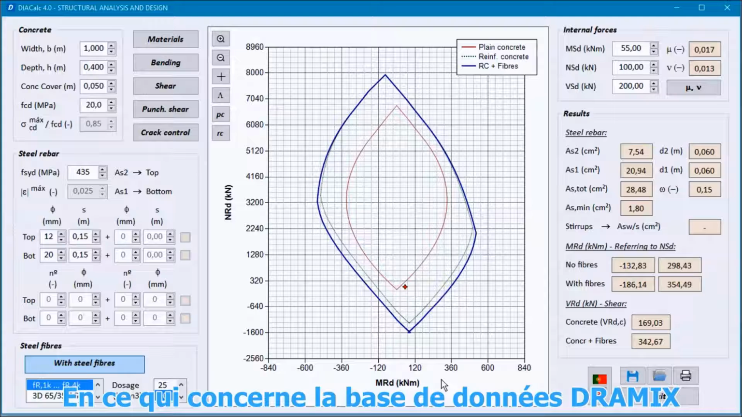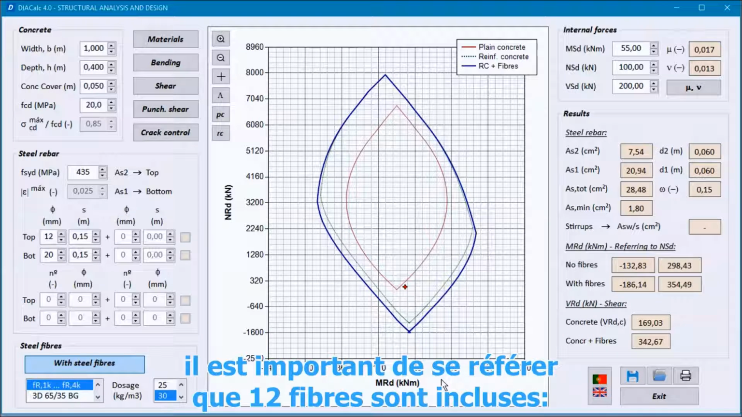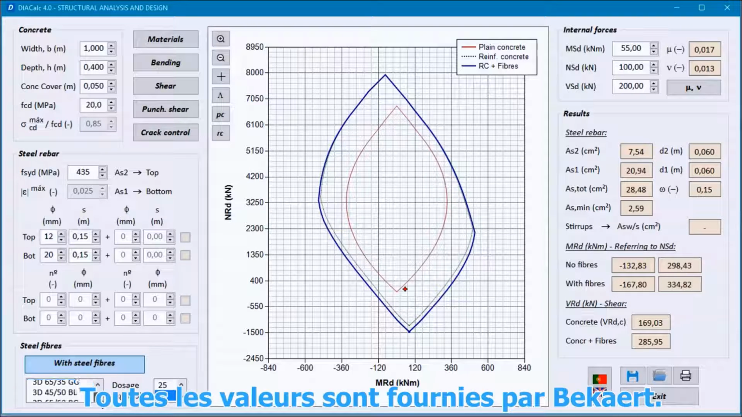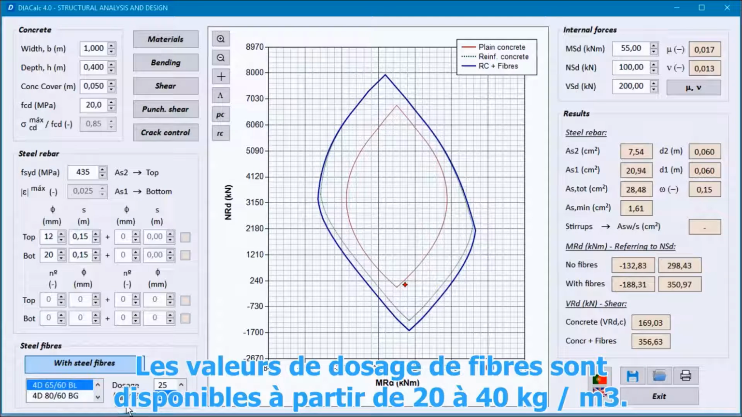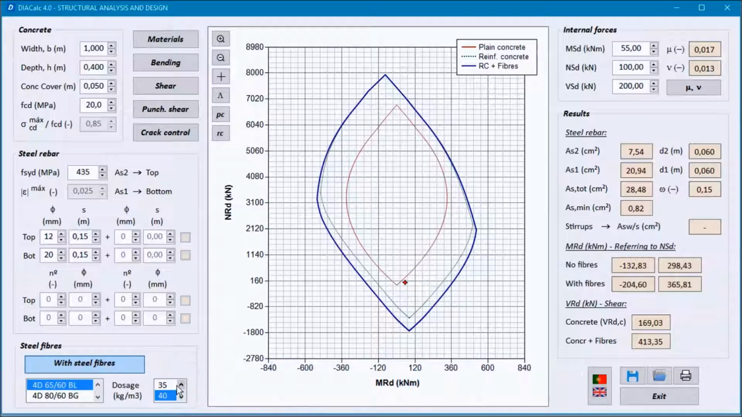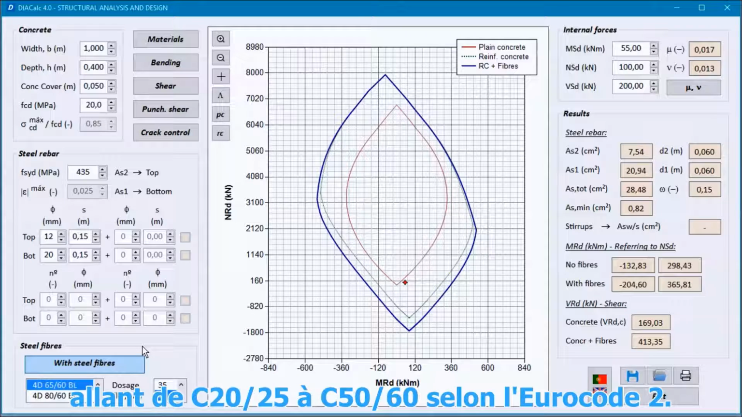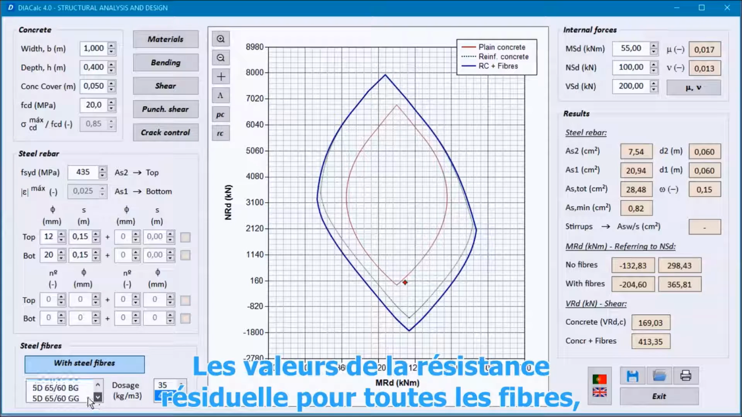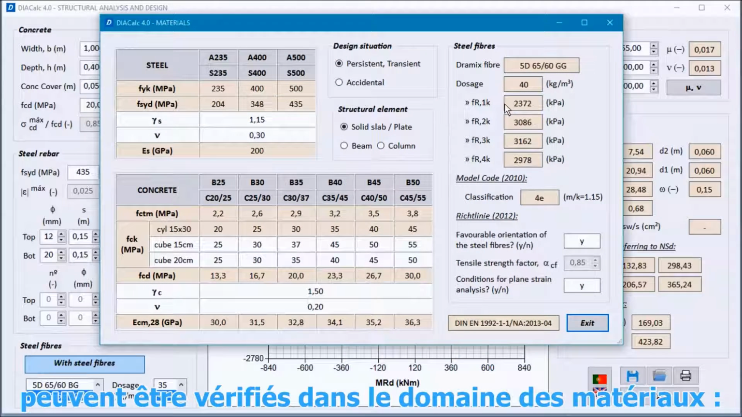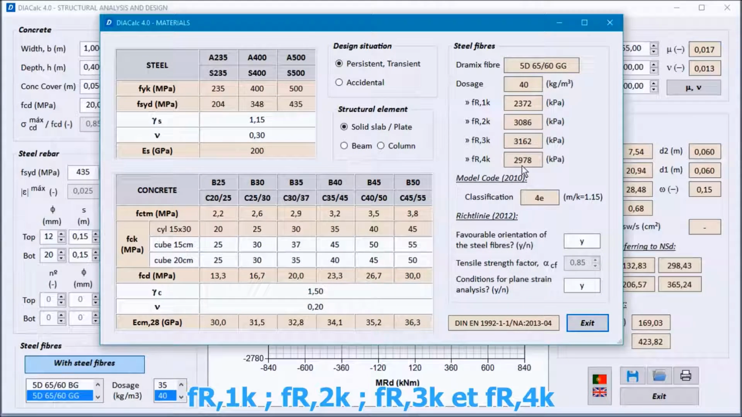Regarding the DIACalc database, it's important to refer that 12 fibers are included: 3D, 4D, and 5D fibers. All the values were provided by Beckert. Fiber dosage values are available from 20 to 40 kilograms per cubic meter. And the DIACalc database is available for concrete classes ranging from C20-25 to C50-60, according to Eurocode 2. The residual strength values for any fiber can be checked in the materials area, FR1, FR2, 3, and 4, in characteristic values.